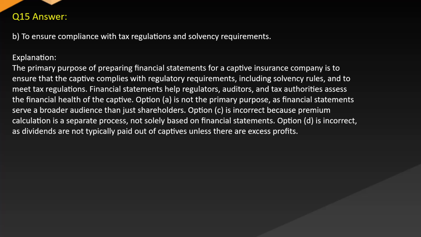Option A is not the primary purpose, as financial statements serve a broader audience than just shareholders. Option C is incorrect because premium calculation is a separate process, not solely based on financial statements. Option D is incorrect, as dividends are not typically paid out of captives unless there are excess profits.